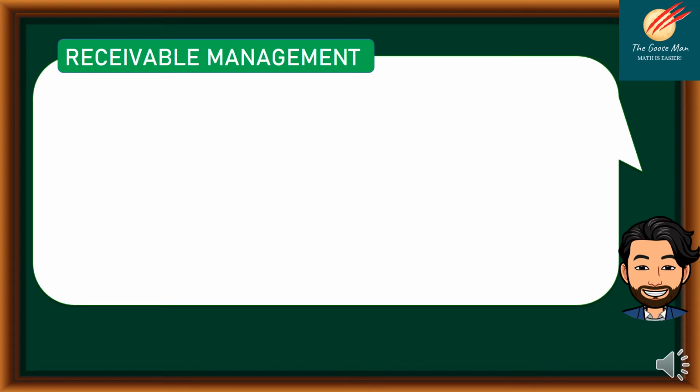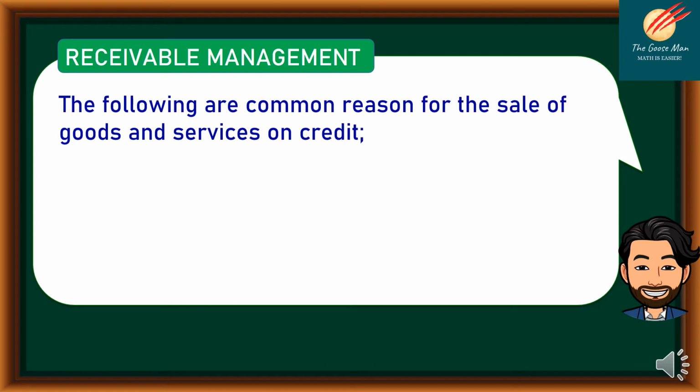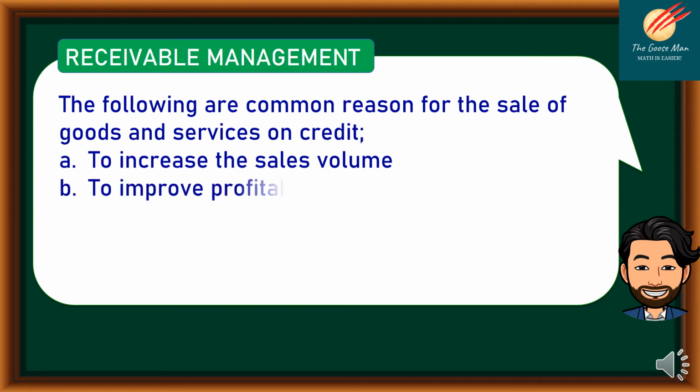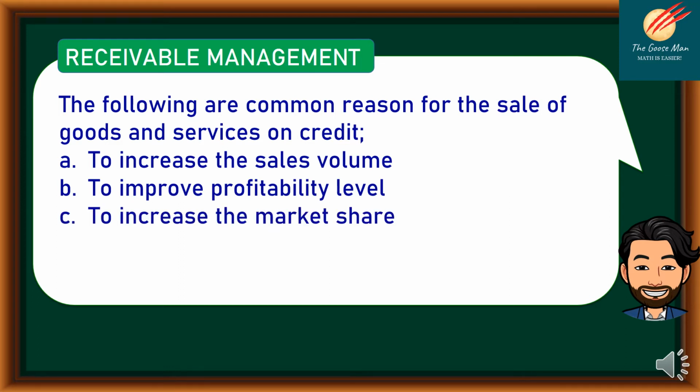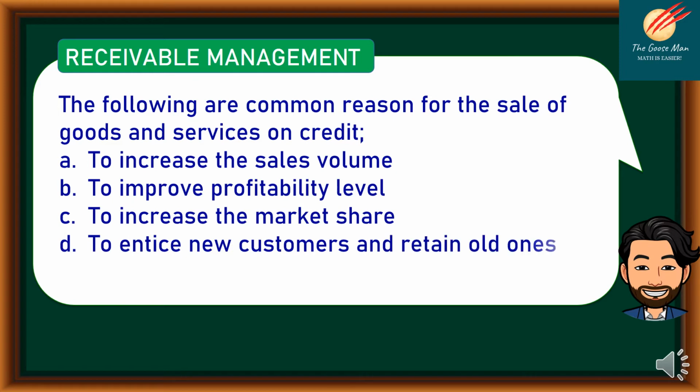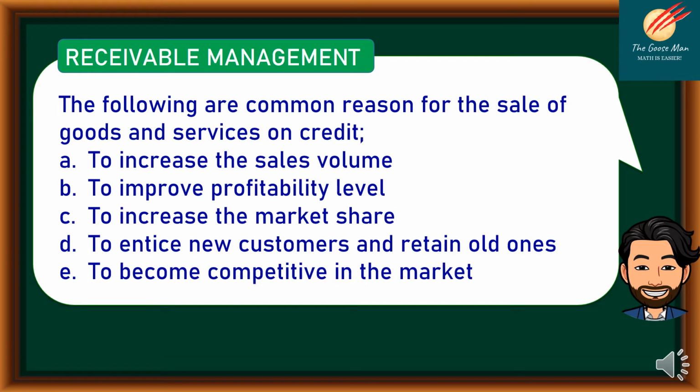To answer the question a while ago, the following are common reasons for the sale of goods and services on credit. Letter A is to increase the sales volume. B is to improve profitability level. At the same time, we would like to increase the market share. Also, to entice new customers and retain old ones. And finally, to become competitive in the market.